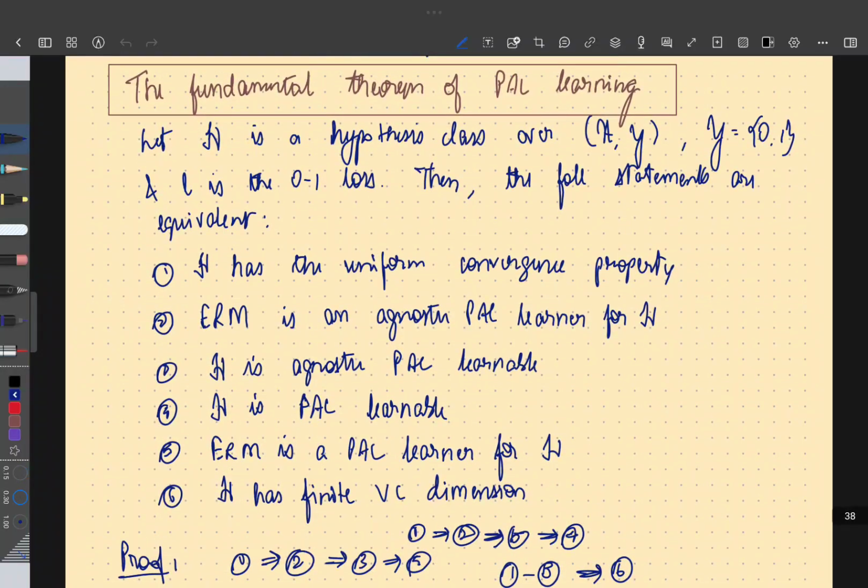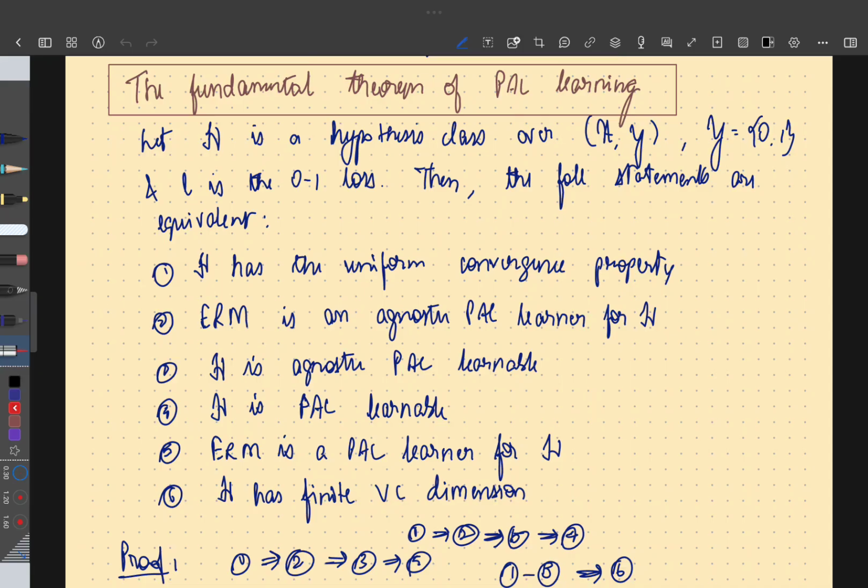So this leads us to this notion of the fundamental theorem of PAC learning, which says that if we are looking at binary classification with the 0-1 loss, then the following statements are equivalent: H satisfies the uniform convergence property, ERM is an agnostic PAC learner, H is agnostic PAC learnable, H is PAC learnable, ERM is a PAC learner for H, and H has finite VC dimension. So effectively, in the binary setting, all of these notions are equivalent.